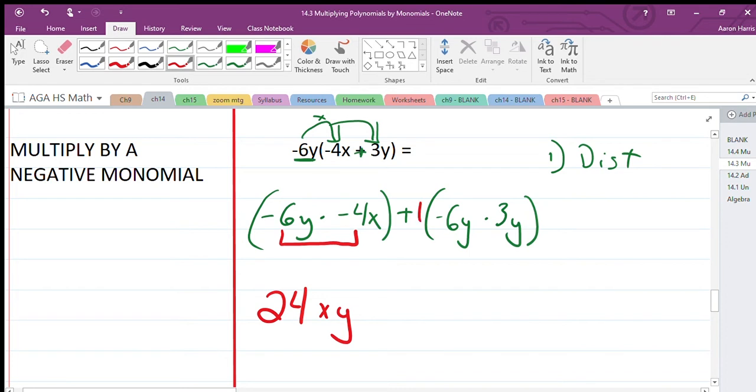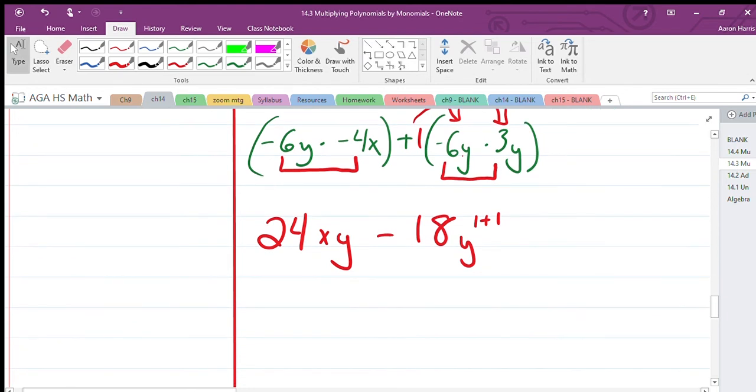Now, where is this? It's a positive 1. If I distribute a positive 1 in here, does it change anything inside of those parentheses? No, because anything times 1 is itself. So what this says is negative 6 times 3. A negative and a positive is a what? Negative. So I get negative 18. And y times y says 1 plus 1, because when I multiply same family members, I just add the powers. So I get 24xy minus 18y squared. Does that make sense?